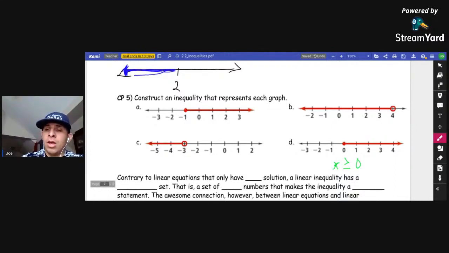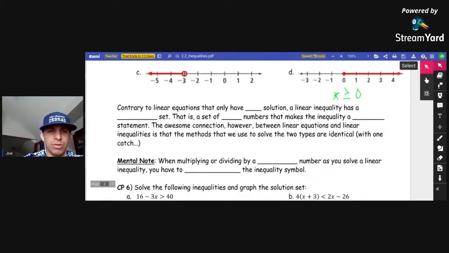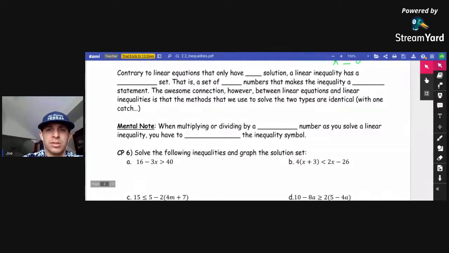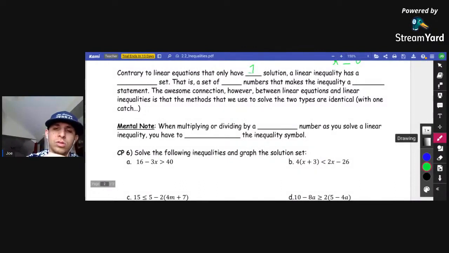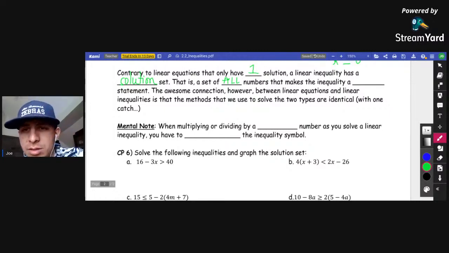Like I was stating, I can't remember if it was earlier in this video or in the previous video, but contrary to linear equations that only have one solution, a linear inequality has what we call a solution set. That is a set of all numbers that makes the inequality a true statement. Man, that E is rough.